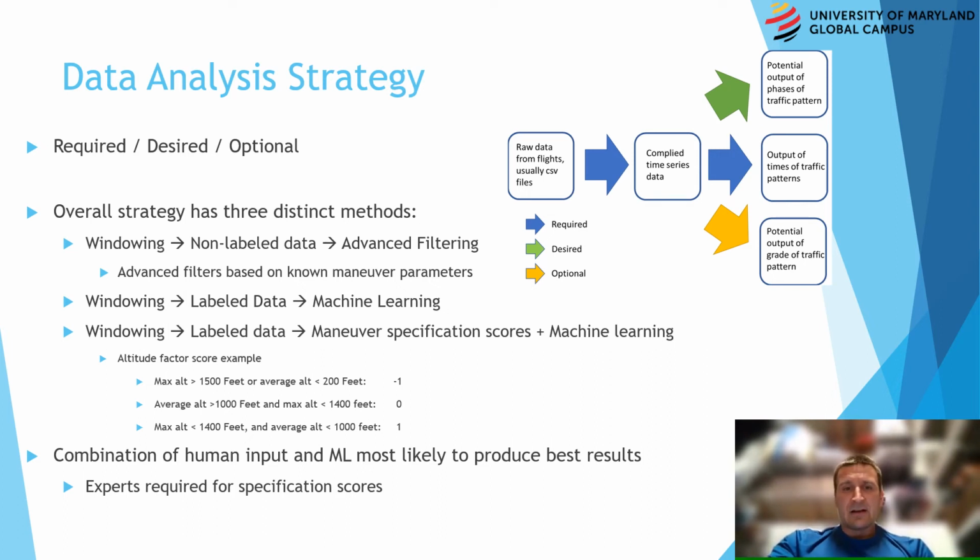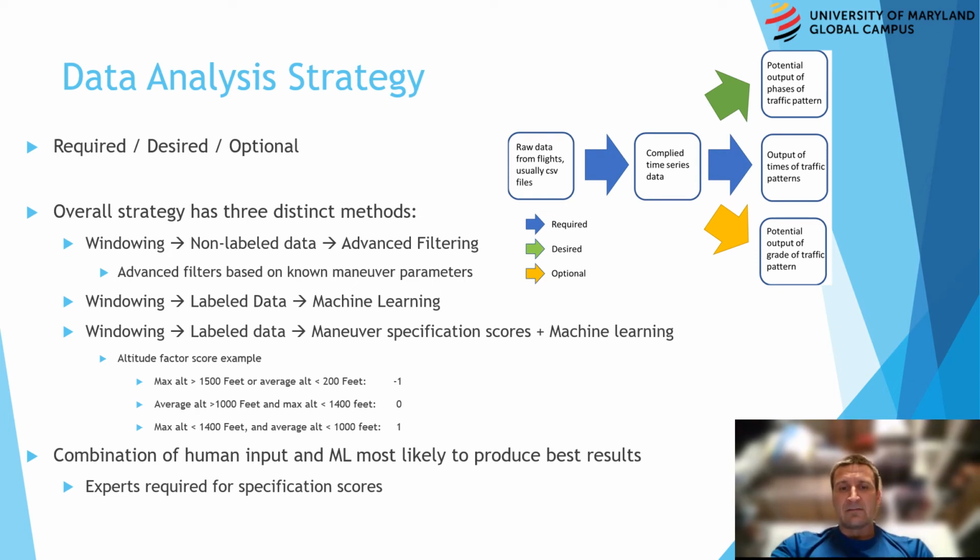The overall strategy, I'll have three distinct methods. The first one might just be taking the windowing, applying it to non-labeled data, and then using advanced filtering for specific parameters, and then being able to derive what is going on during the maneuvers. That's actually a fairly robust way of doing it. But since the focus of this course has been on machine learning, I'm going to take that a step further. The next method will be windowing using labeled data, and then using machine learning to derive when a traffic pattern is occurring. And then the final method is going to be combining the both.